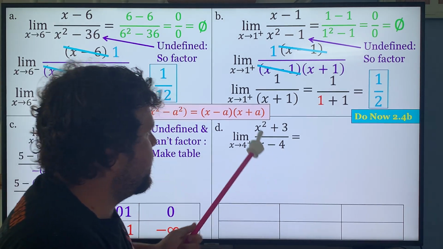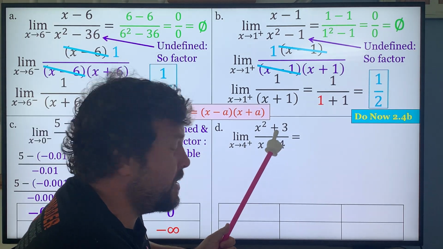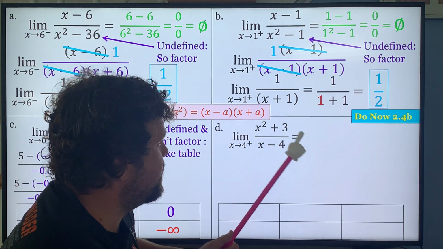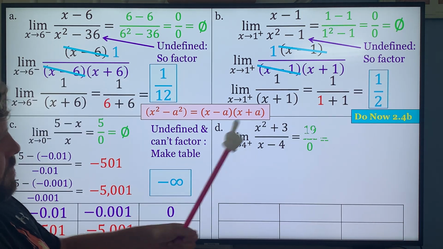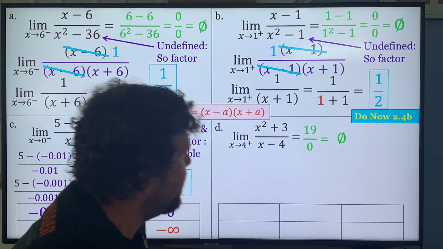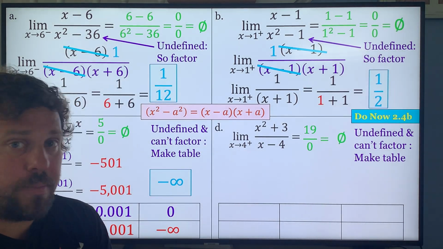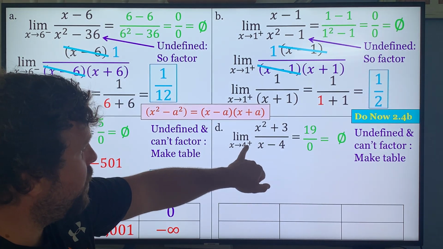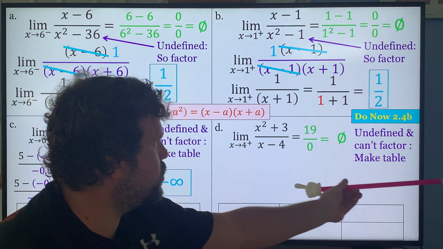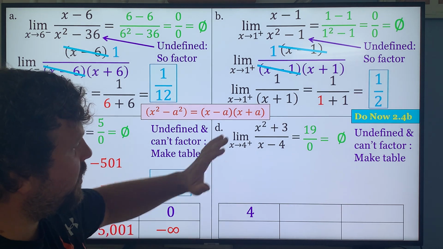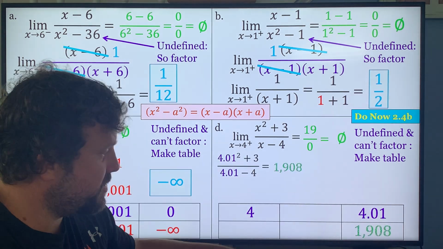All right, can't factor the top. x plus radical 3, x minus radical 3 doesn't do us any good, and that's not even a negative sign. So the answer here is negative. So -19 over 0 is undefined, can't factor it, so you make the table. 4 from the positive side means we're coming from where I was just sitting, to the right. So we're going to add 1,000, add 100.